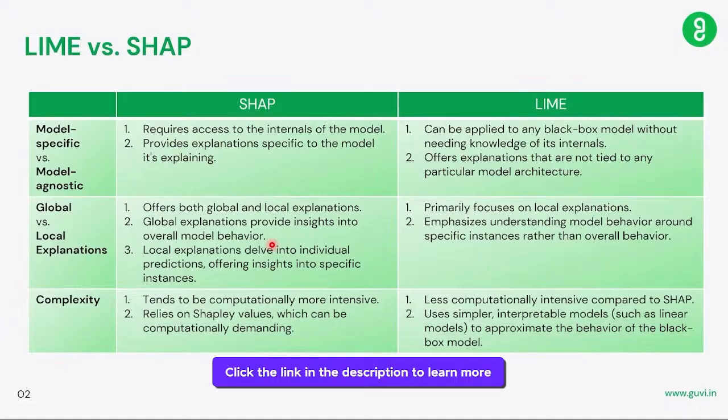Let's take, for example, if I have said that the customer has been rejected to get the loan, at a specific instance, that is called a local explanation. What are the driving attributes? You give it as the local explanations.